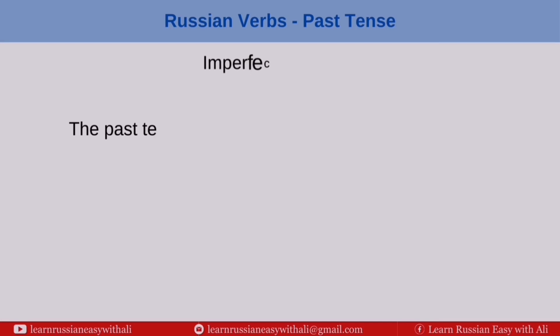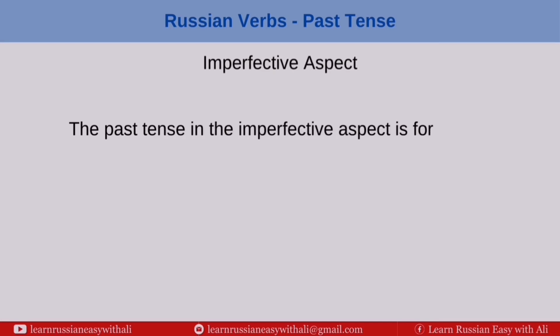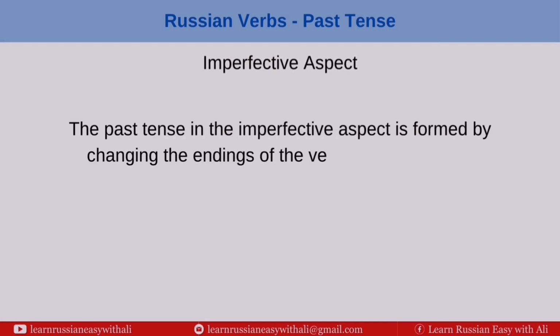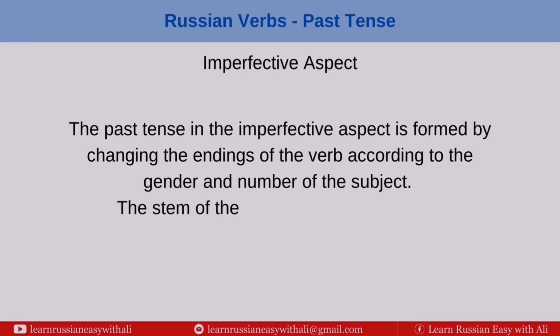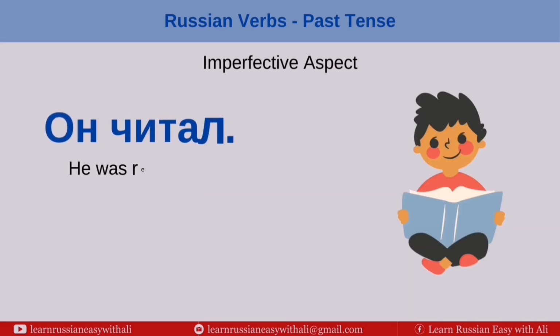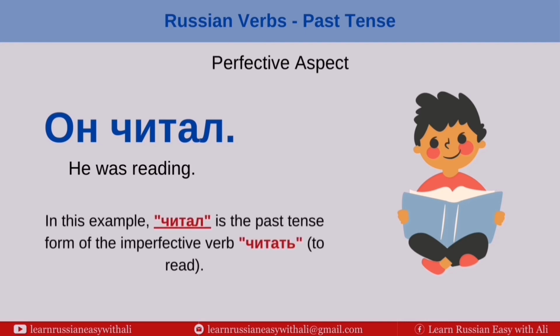The past tense in the imperfective aspect is formed by changing the endings of the verb according to the gender and number of the subject. The stem of the verb remains unchanged. Он читал. In this example, читал is the past tense form of the imperfective verb читать, "to read."